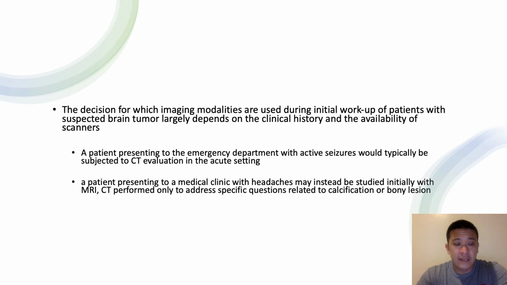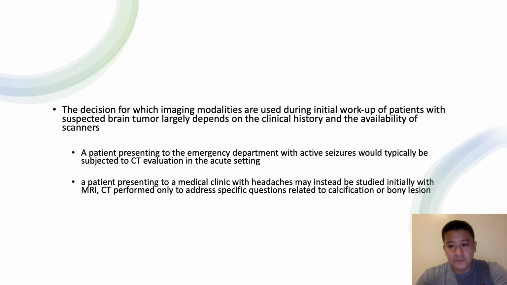Given our situation, there was a time here in the city where we didn't have a functioning MRI. So all tumors were diagnosed just on the basis of a CT scan. So a patient presenting to the emergency department with active seizures would typically be subjected to a CT scan in the acute setting. Then a patient presenting to a medical clinic with headaches may instead be studied initially with an MRI. CT performed only to address specific questions related to bony lesions or calcifications.